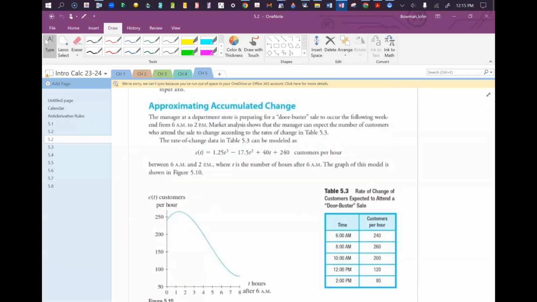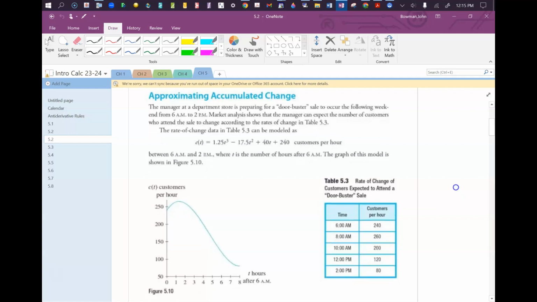Most of the time, we have situations like the one you see here, in which we have a continuous function, and we have to figure out a way of finding the area between that function and the horizontal axis. So we're going to talk about something that's often called the rectangular approximation method. Let's start with this example.